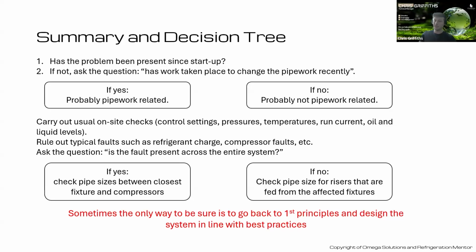So carry out your usual checks on site, rule out any typical faults, and then is it present across the entire system? If yes, check between the first evaporator and compressors. And if not, isolate it to that individual section and check there. So that is a whistle-stop tour on some pipe sizing for oil protection.